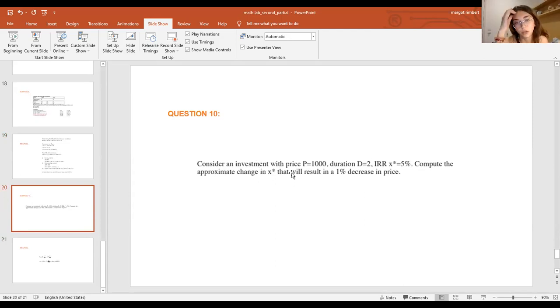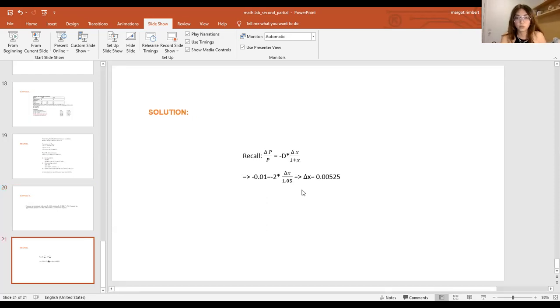Here you have an investment with a price of 1,000, a duration of 2, and an internal rate of return of 5%. And you want to compute the approximate change in X that will result in a 1% decrease in the price. So here you got to remember the famous formula that is going to follow you everywhere. Even in second year, you have to use this formula in every single subject. The formula that links the duration and the changes in prices. What is this formula? It's simply this: delta P divided by P equals minus D, that you multiply by the change in the interest rate divided by 1 plus the interest rate.